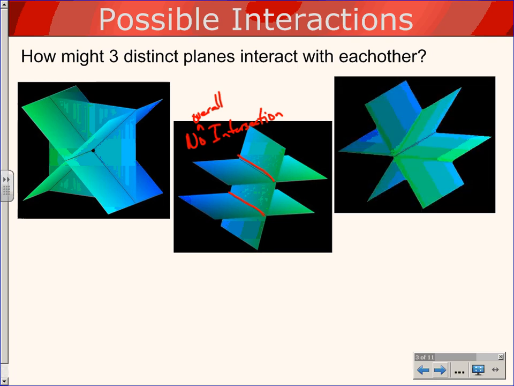Or there's this guy. It would be possible to get all three planes to actually intersect all in one line. So this one has a line of intersection. And you can do that with your textbook, right? Just open it up so that there's three different sections for it. And once again, the spine becomes the intersection. So that has a line of intersection.